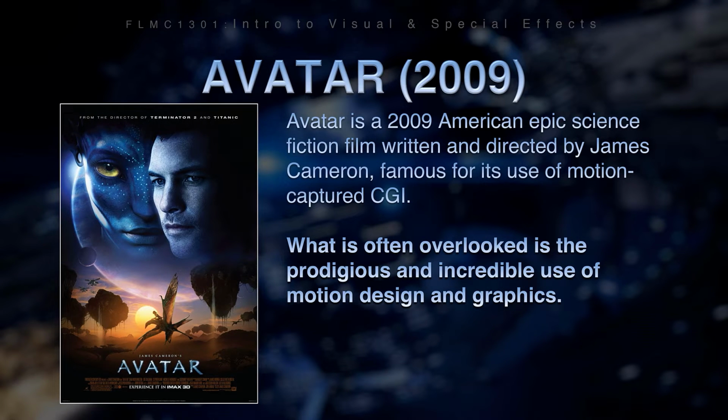Avatar, huge hit, 2009. They've got a bunch of movies coming out, sequels. A 2009 epic science fiction film written and directed by James Cameron. We've talked a lot about him already with Titanic and Aliens. Famous for his use of motion captured CGI. Obviously not the first movie to use CGI extensively, but one of the best. What is often overlooked, of course, besides the cool characters and the environments, which we'll talk about a little bit later, is the prodigious and incredible use of motion design and graphics in the movie.